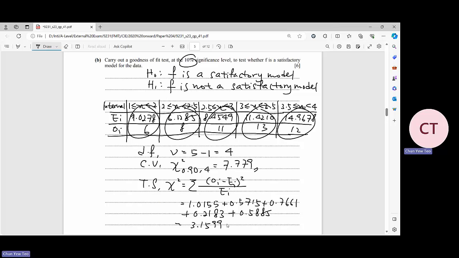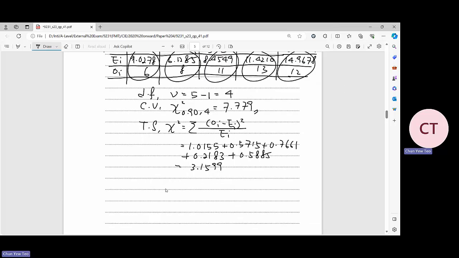This will be the critical value. Now if you compare your test statistic to the critical value, who is bigger? You can see that your test statistic is actually less than the critical value. So since it's less than the critical value, therefore you accept H0.